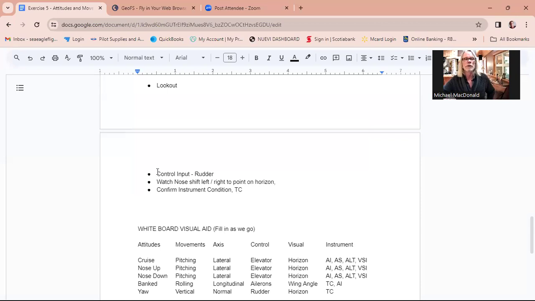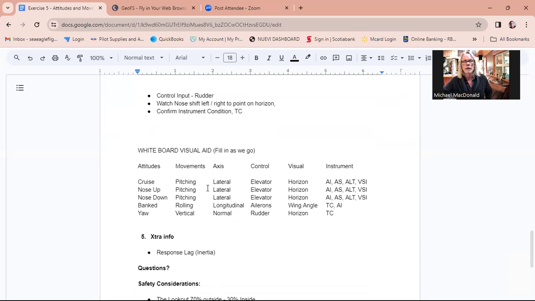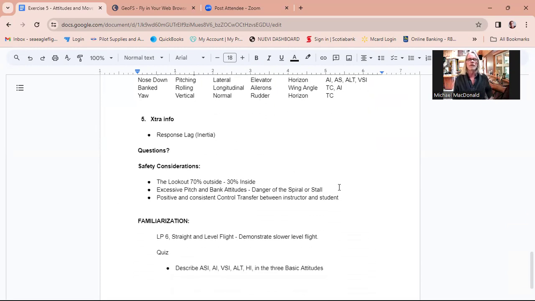And there's my little notes on the yaw, right? Control the rudder, watch the nose shift left or right to the point on the horizon, and confirm the instrument condition. Of course, when you do yaw left or right, you are going to turn a bit. So you'll see an addition and subtraction depending on whether it's right or left of your heading. But it's a very sloppy way to turn. Okay. And this is a matrix of what instruments to look at and what to expect. And then we'll just talk about safety considerations.